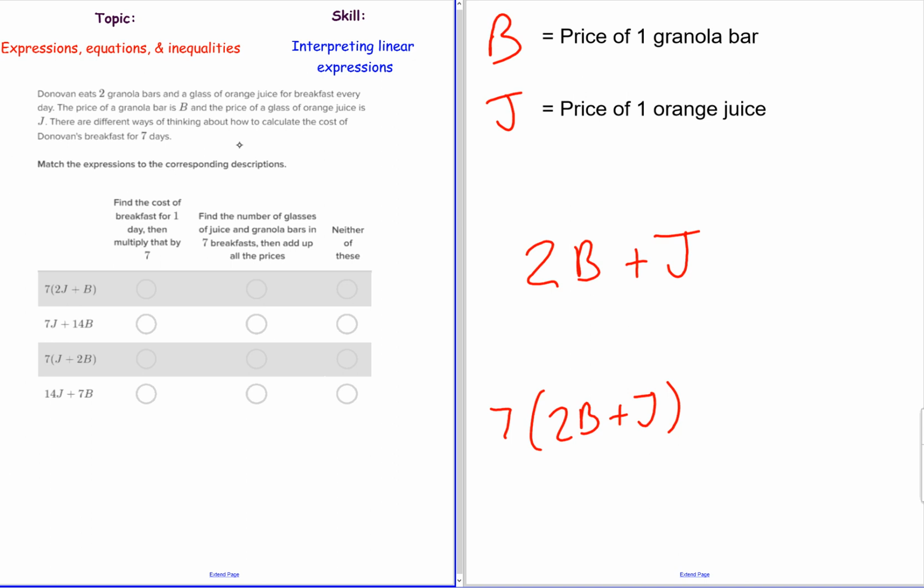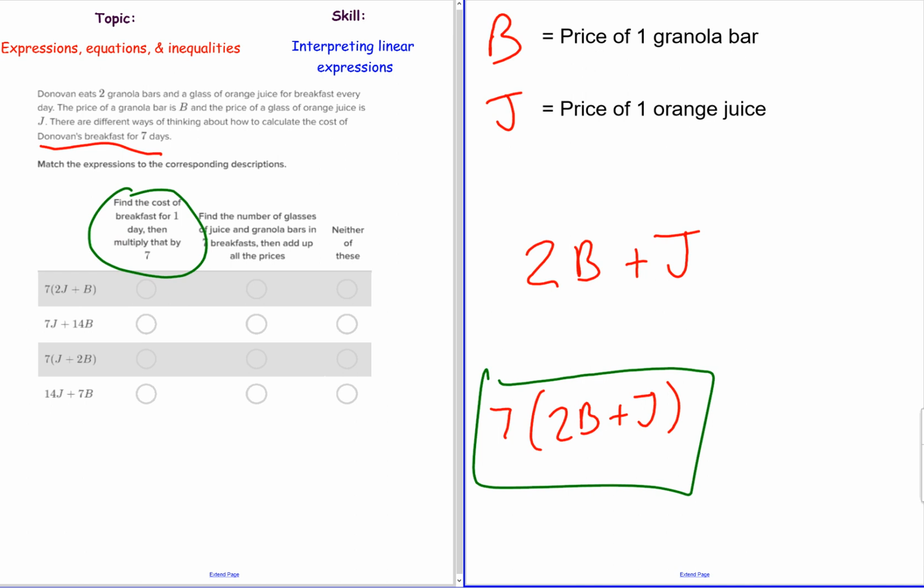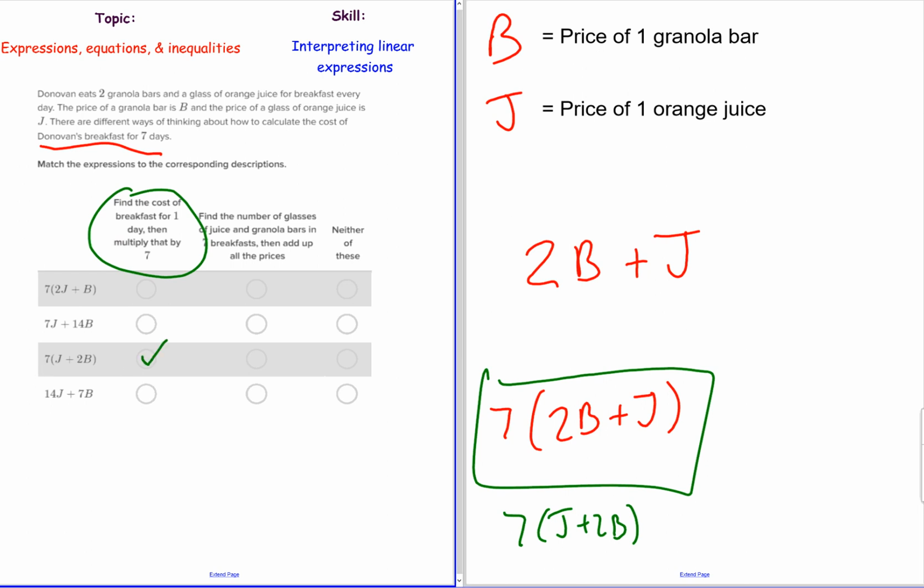We're talking about the cost of the breakfast for 7 days. So we could find the cost of a breakfast for one day and then multiply by 7. So this right here is the cost of breakfast for one day. Multiply it by 7. So 7 times 2B plus J. Well, I noticed right away they have the J backwards. So we should really look for 7 times J plus 2B. 7 times J plus 2B is right there, right?